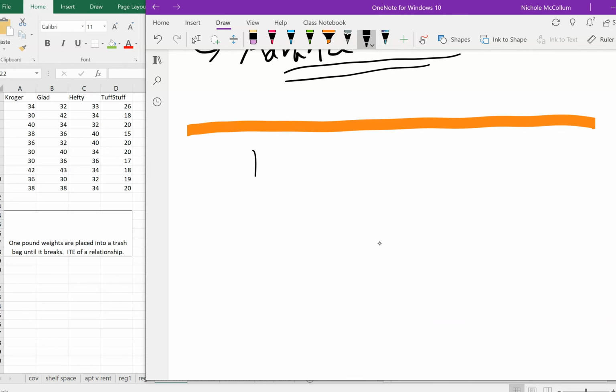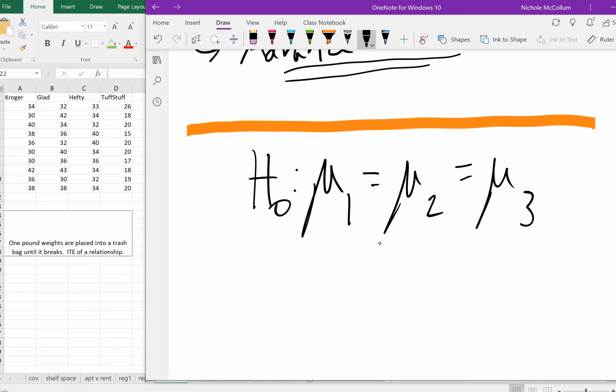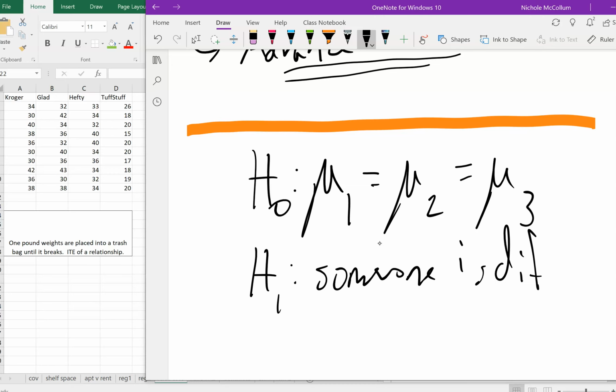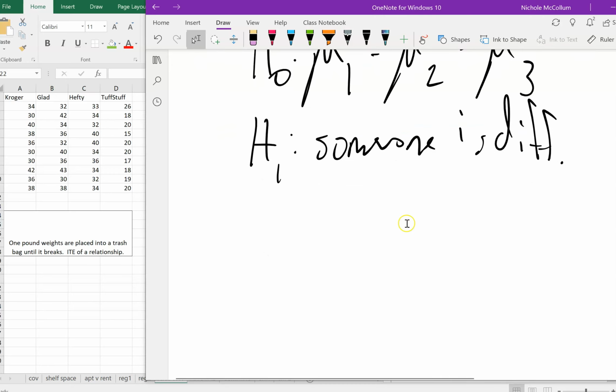So again, any hypothesis test, I start with the H-naught. My H-naught is I believe the 3 groups have the same average. H1 is someone is different, at least someone. We're not sure which average is different, but somebody is different.